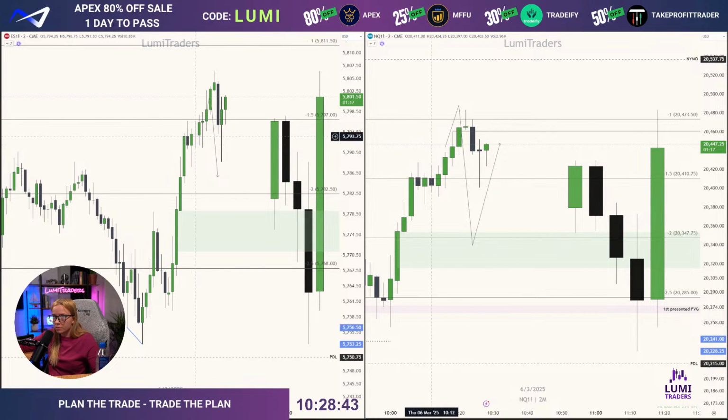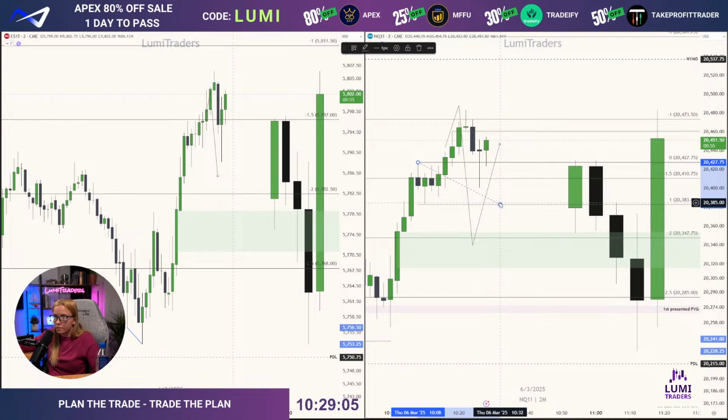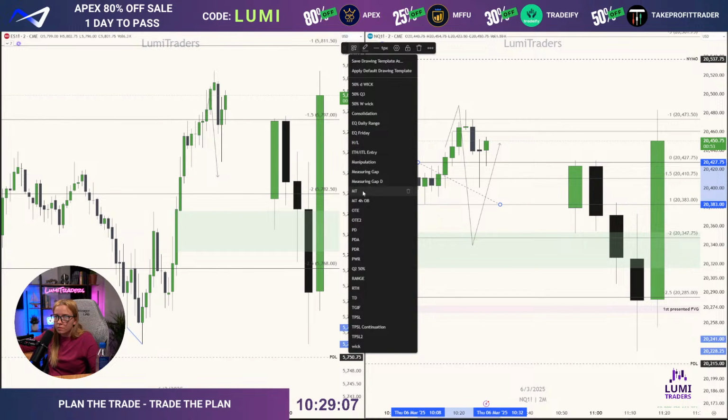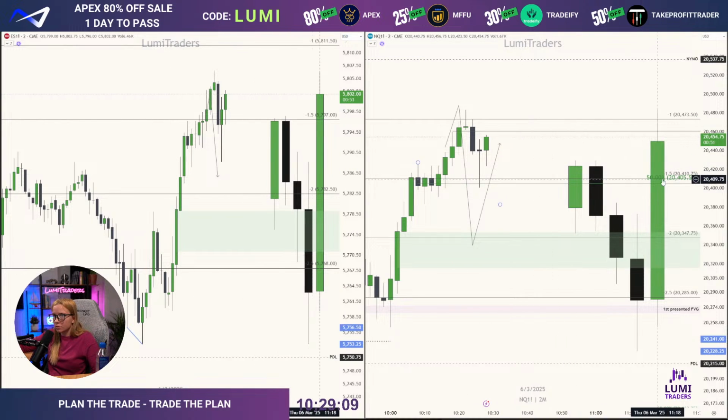I like how yes, it traced back to this range. By the way, NQ also traced to this range. Want to see 5-minute fair value gap, honestly. So it tested 50% of this range.